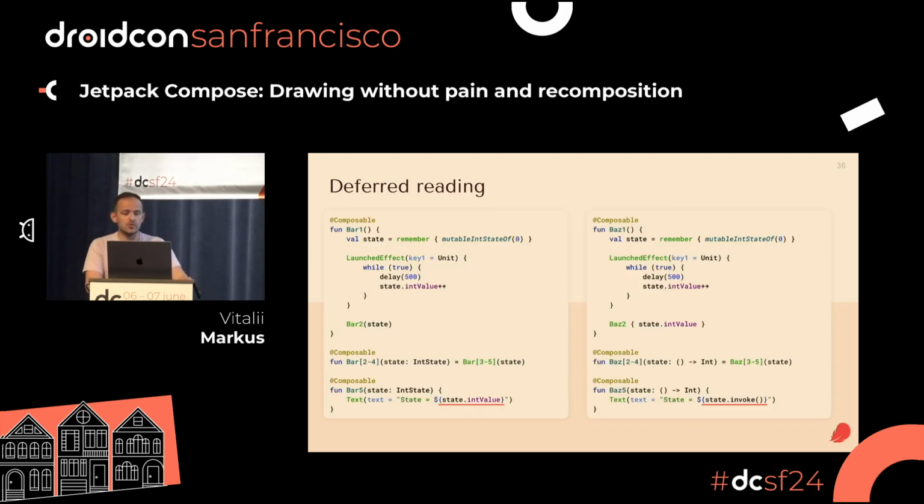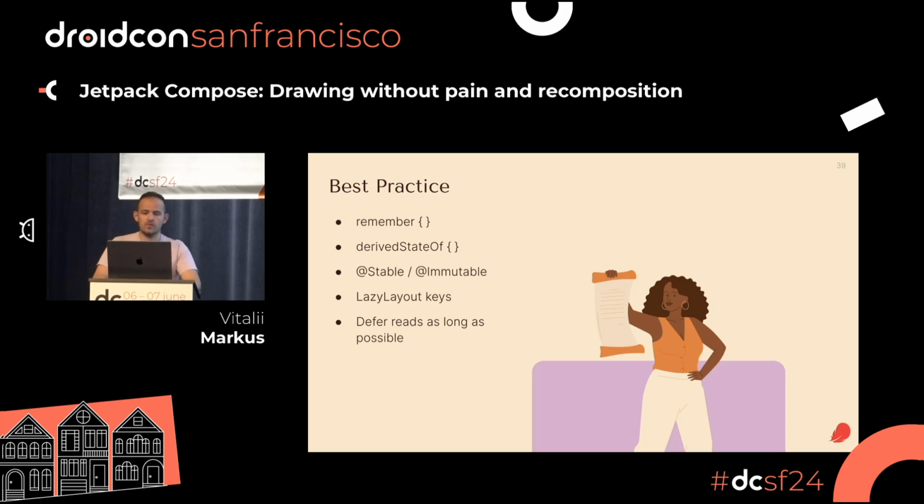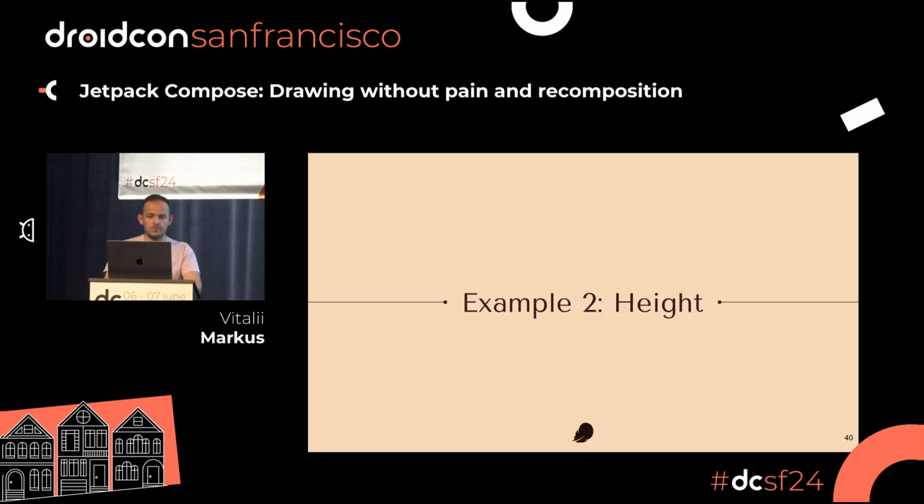So in our case, we read the value only in the bar 5 and buzz functions. So that's why only bar 5, buzz 5, and the text function are recomposed. So this is the example of our fifth point. Let's go to the next example.